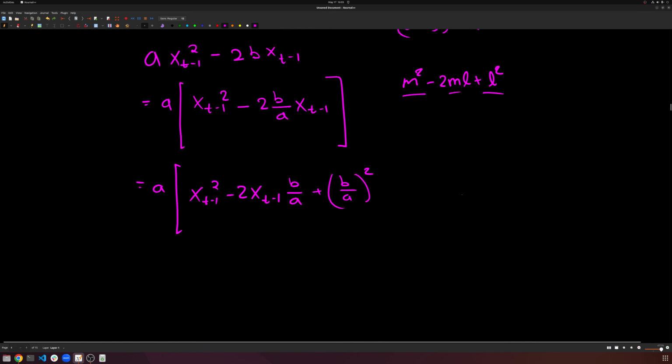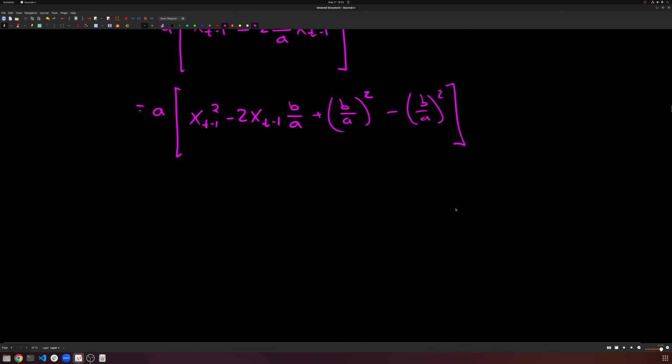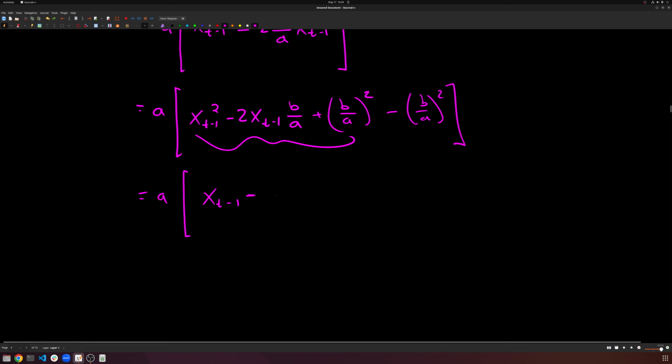That's fair game. Now, the thing is that if I add something to my expression, I of course have to also subtract it, just to compensate, so we're not adding something that wasn't there. And this will let me complete the square. It's going to be equal to a times xt minus 1 minus b over a, squared. It's xt minus 1 squared, minus 2 times xt minus 1 times b over a, plus b over a whole squared. That's exactly what we have here. That creates this.